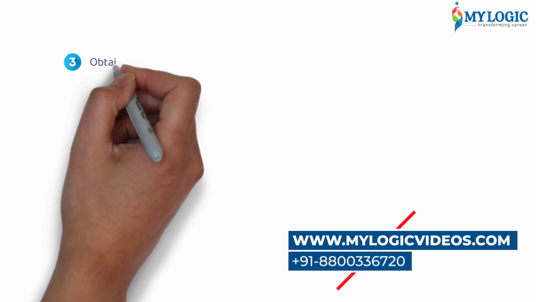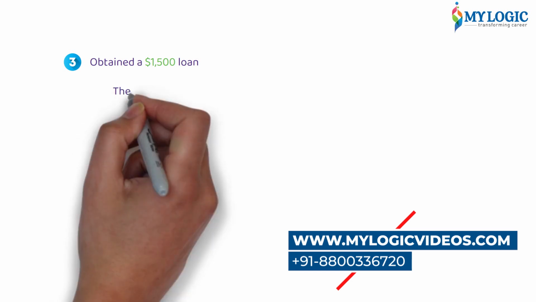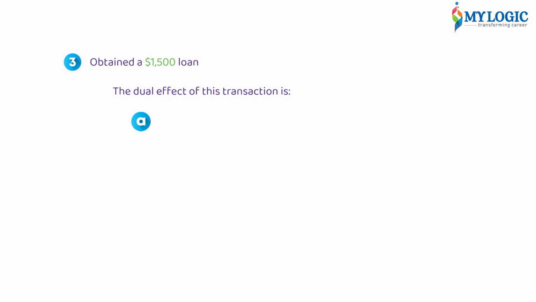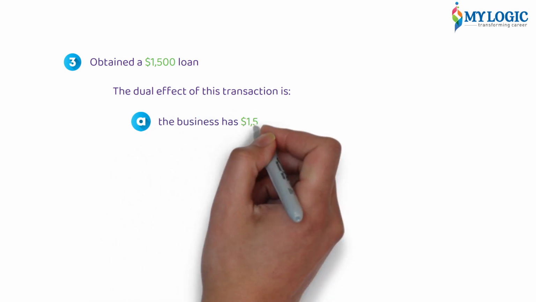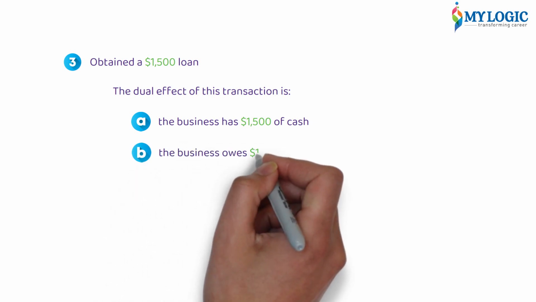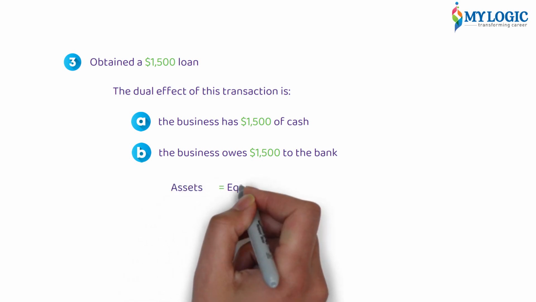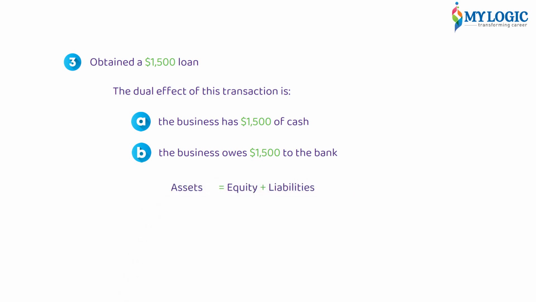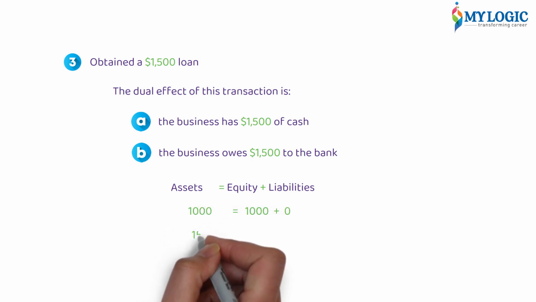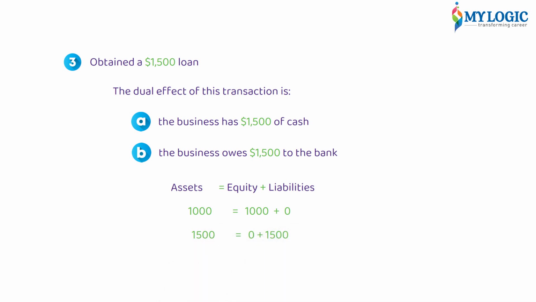Number 3. Obtained a $1,500 loan. The dual effect of this transaction is: A. The business has $1,500 of cash. B. The business owes $1,500 to the bank. Assets is equal to equity plus liabilities. 1,000 is equal to 1,000 plus 0. 1,500 is equal to 0 plus 1,500.